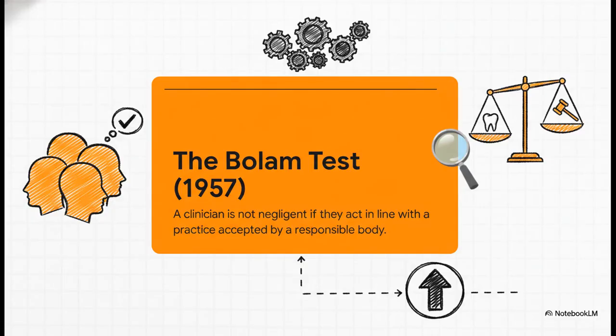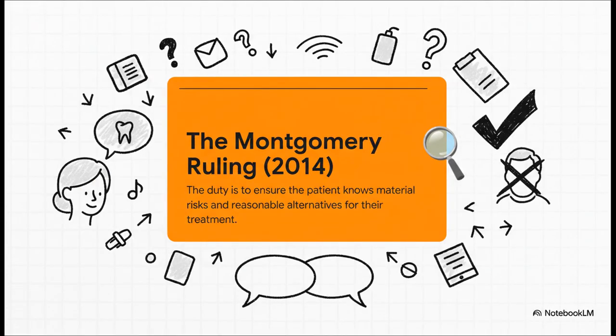For decades, this was it. The Bolam test. It basically said that as long as you acted in a way that a reasonable group of your colleagues would find acceptable, you were in the clear. The focus was entirely on the profession's standards. But the Montgomery ruling flipped that completely on its head.